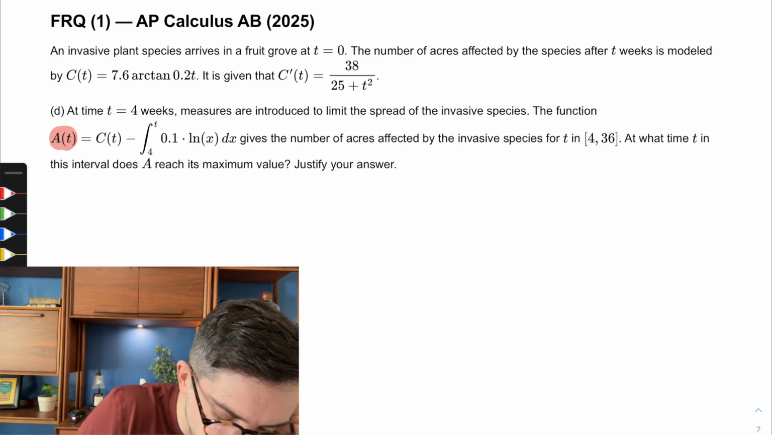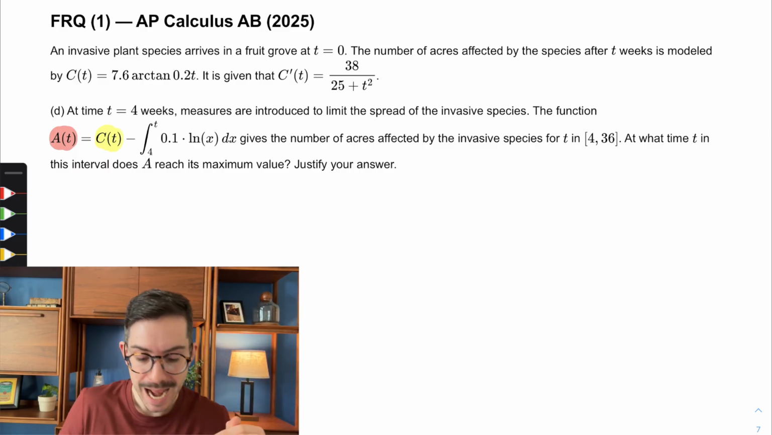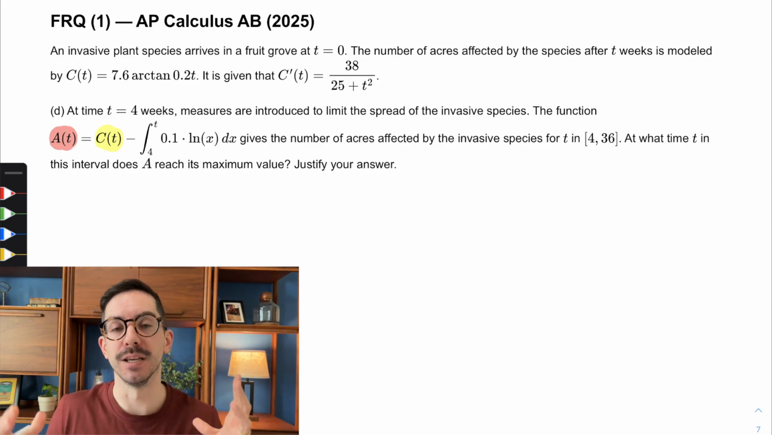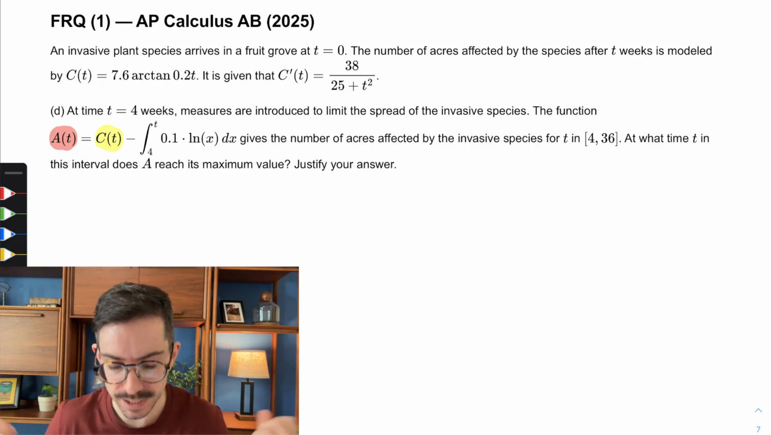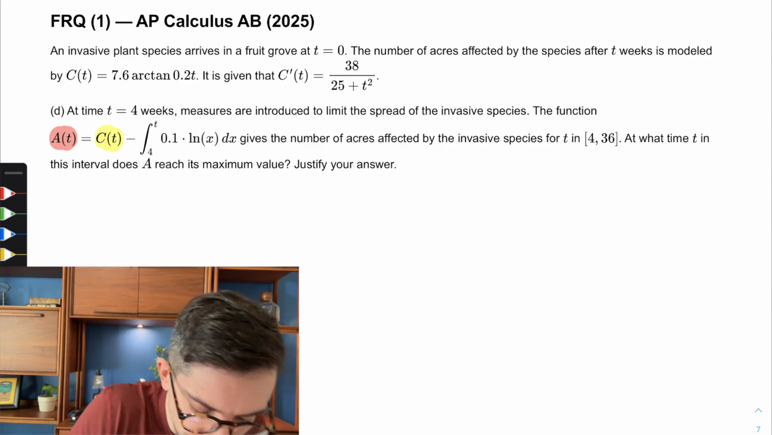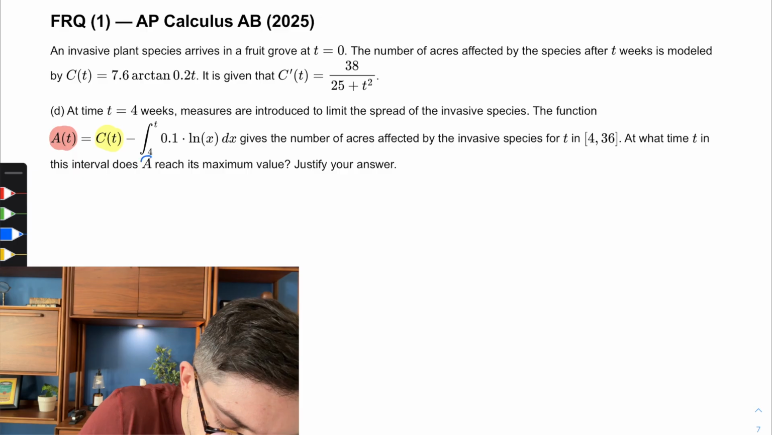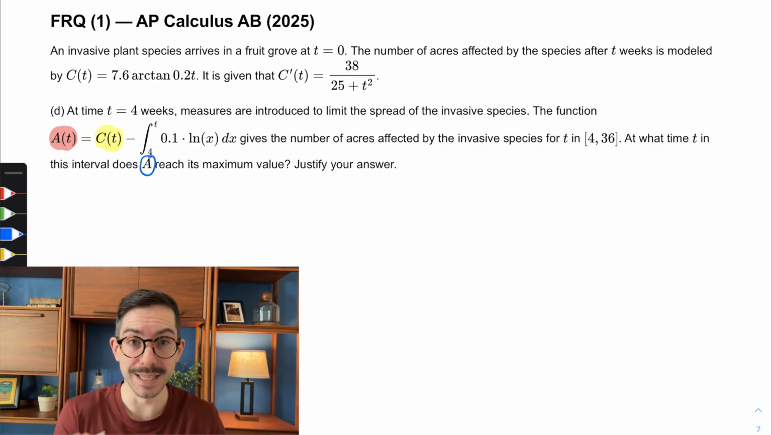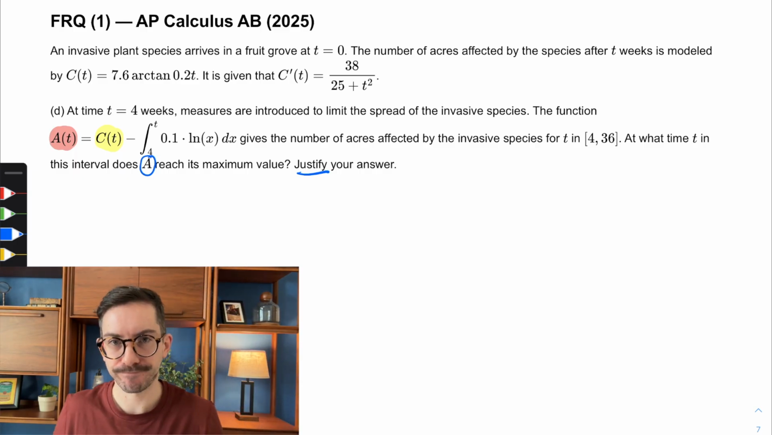So you can see we have the original C, that was what was happening in the first 4 weeks, and then we're subtracting off some piece. So the hope is that we're actually making a smaller number of acres be impacted as time passes. Okay, well, they want us to know, where does this new quantity, A of t, reach its maximum value? So at what time is the number of impacted acres largest? And again, we need to justify our answer.